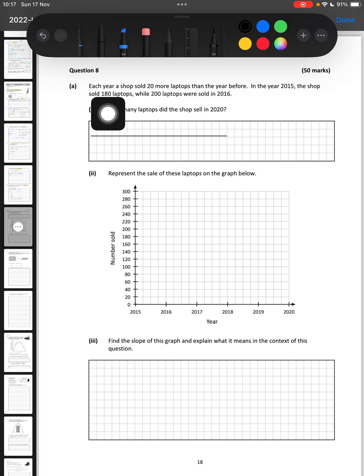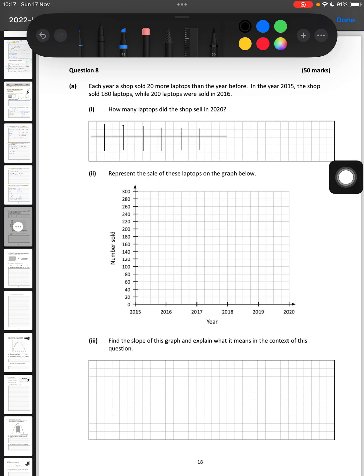Okay, question A says, each year a shop sold 20 more laptops than the year before. In 2015, the shop sold 180 laptops, 200 laptops sold in 2016. Okay, so how many were sold in 2020? A few different ways of doing this. If you want, you can do out a table, okay, to show how many laptops were sold each year. The reason why I think that actually in this case, this could work out slightly better is because in the next question, I'm going to have to draw a graph. So no harm for me to have a little bit of information here.